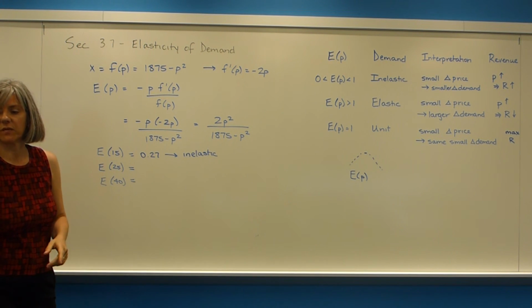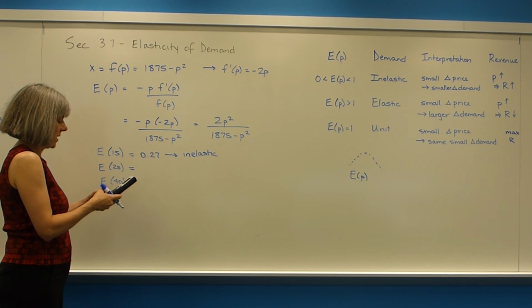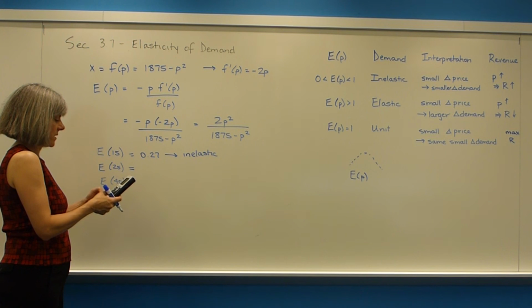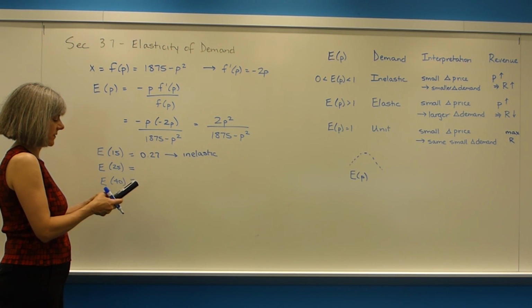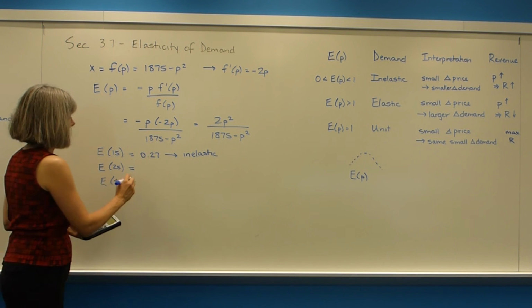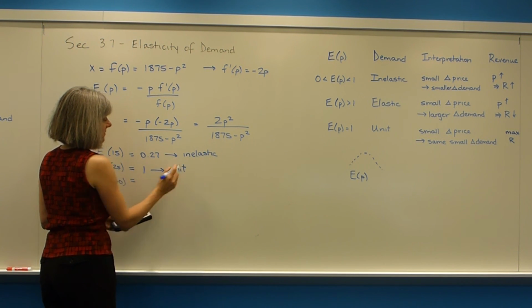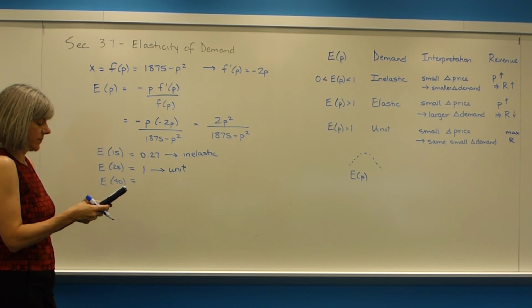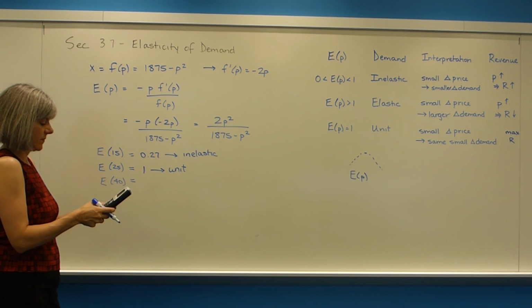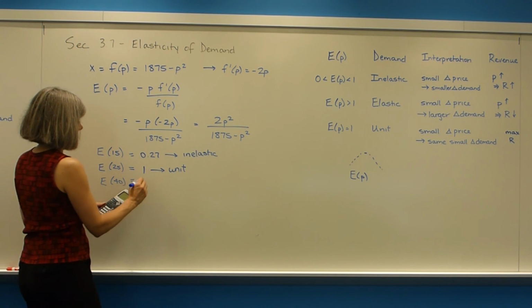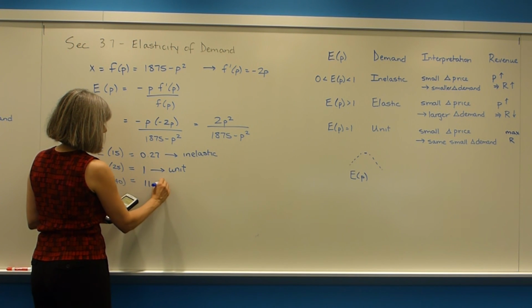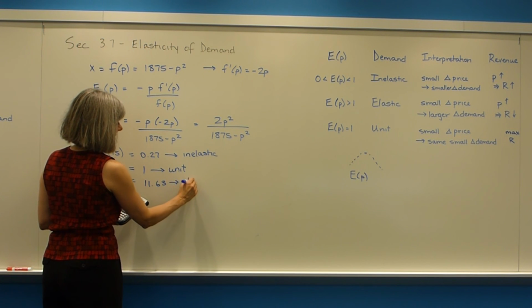Let's put in E of 25. 2 times 25 squared divided by 1875 minus 25 squared. Ooh, 1. So that tells us that this is unit elasticity. And then lastly, 40. 11.63. So definitely elastic over here.